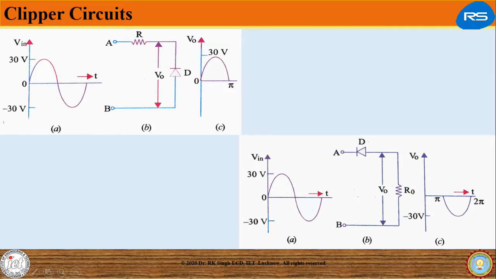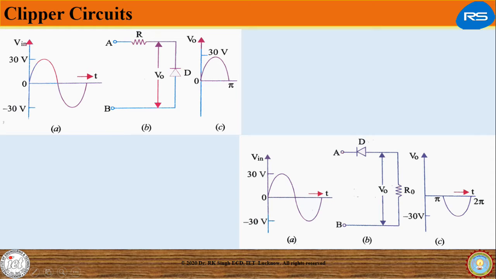Basically, a clipper circuit is a kind of wave shaping circuit that is meant to control the shape of the voltage and current waveforms to suit various purposes. The output of the clipping circuit appears as if a portion of the input signal were clipped off.